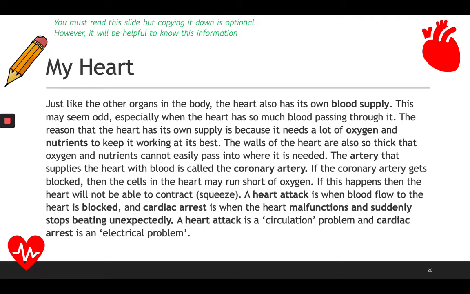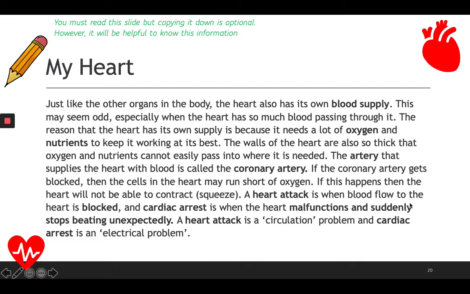It is an organ in your body that is doing a huge amount of work, so you need to make sure that it's definitely got enough oxygen. The walls of the heart are also so thick that oxygen and nutrients cannot easily pass into where it is needed. So, there's two arteries. The artery that supplies the heart with blood is called the coronary artery. If the artery gets blocked, then the cells in the heart are going to start to run short of oxygen. The heart can't do its job properly. If this happens, then the heart will not be able to contract or squeeze. And if it can't do that, it can't pump blood around the body.